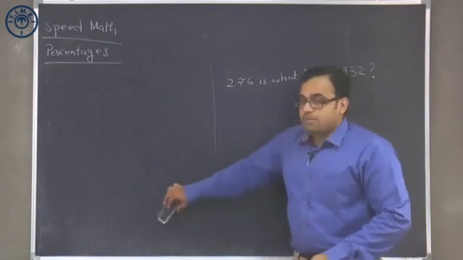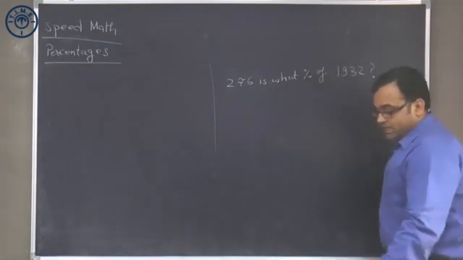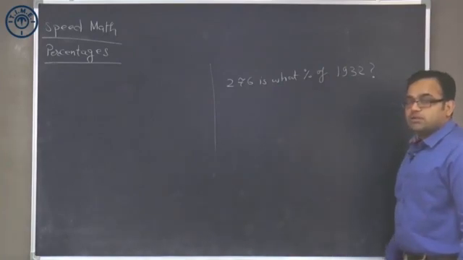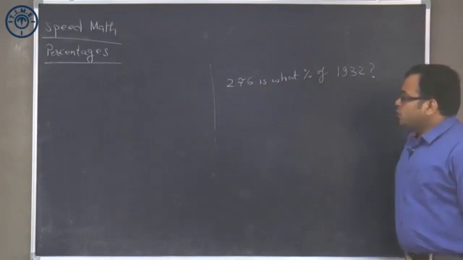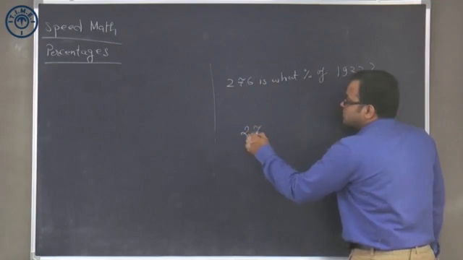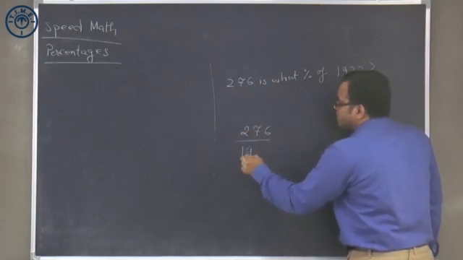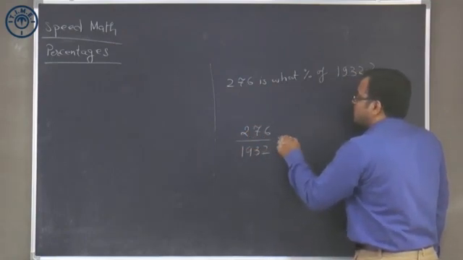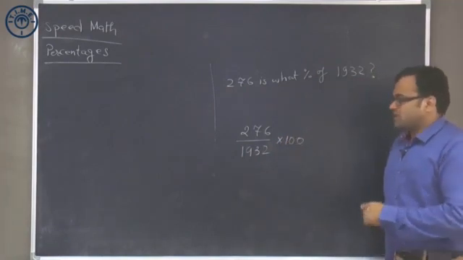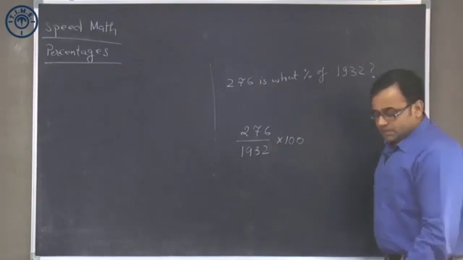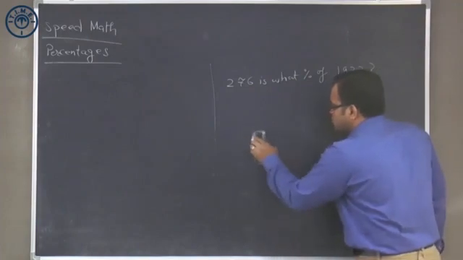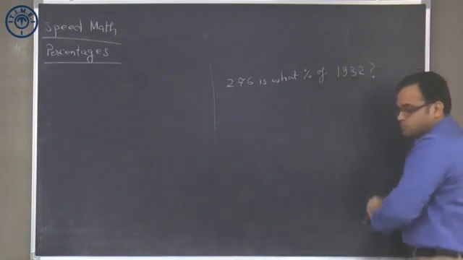Now we move to the second part, wherein we have to identify, let's say, 276 is what percentage of 1932. In order to calculate 276 upon 1932, what we'll have to do is 276 divided by 1932 multiplied by 100. We simplify this and we get the answer. There is one method that we all are aware of, and there is no rocket science in that. What we are going to do here is use a shortcut method for this.